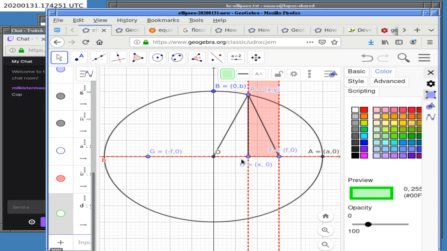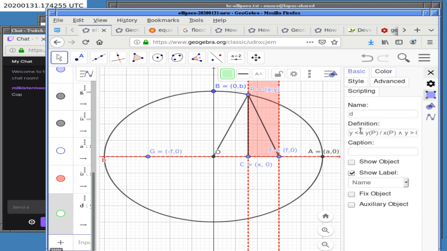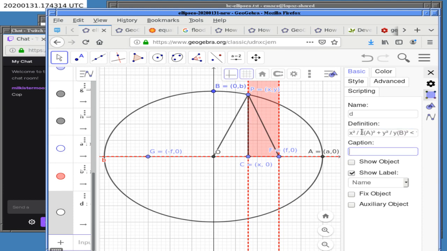Okay, so for this one we want x squared over a squared plus y squared over b squared is less than 1. We don't really know what a is. That is an area.